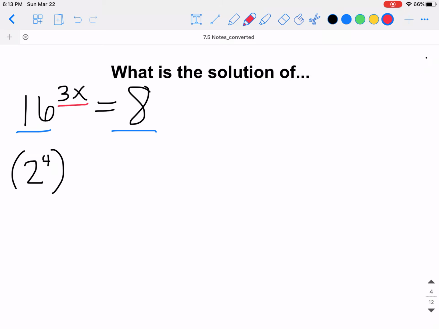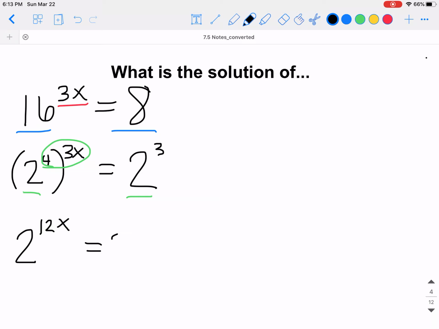When you do this, though, we can't forget about this exponent. We still have to raise this to the 3x power equals. So now in order to have the same base on the other side, we need to raise 2 to a power. 2 raised to the 3rd power gives us 8. So now we have a common base, but we still can simplify these exponents here. By the power rule, we know that an exponent raised to another power, we multiply the exponent. So this becomes 2 raised to the 12x power equals 2 cubed.